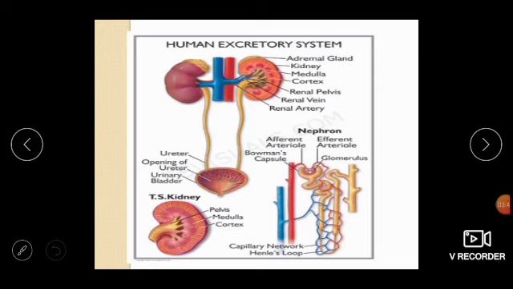Each kidney consists of a large number of filtering units through which the blood filters. These filtering units are called nephrons. Their number is 1.5 to 2 million in each kidney. They are highly complicated structures with a network of blood capillaries around them.